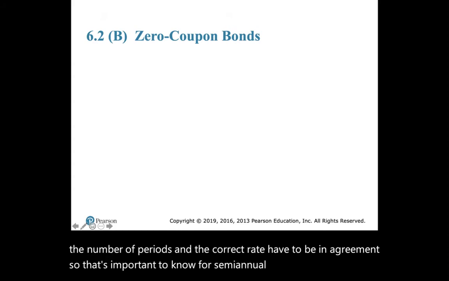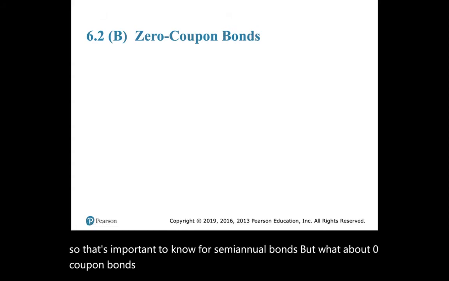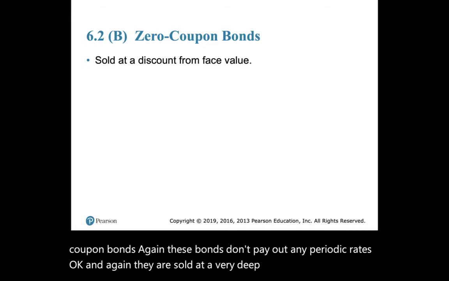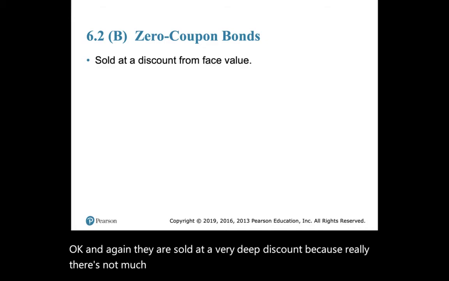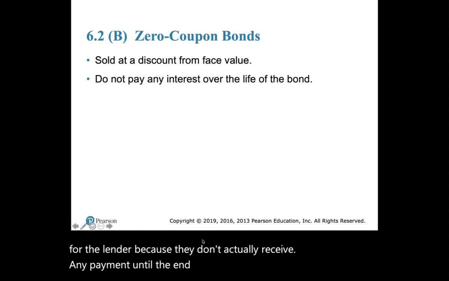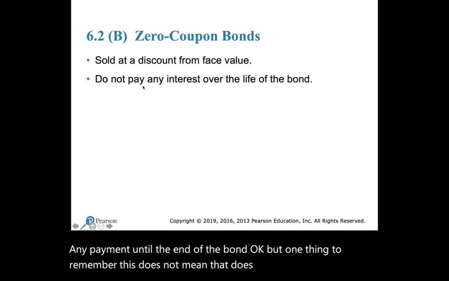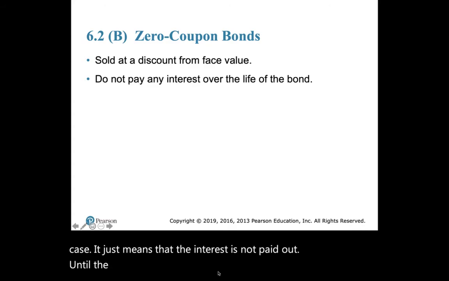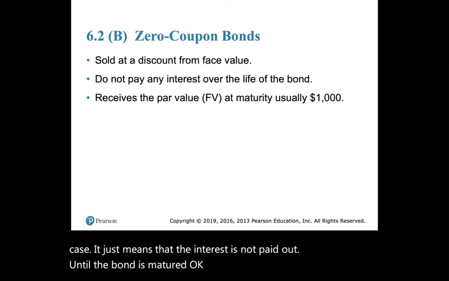But what about 0 coupon bonds? Again, these bonds don't pay out any periodic payments. And they're sold at a very deep discount because there's not as much incentive for the lender, since they don't actually receive any payment until the end of the bond. But one thing to remember, this does not mean that it does not pay out any interest. It just means that the interest is not paid out until the bond is matured. So that's important to remember.